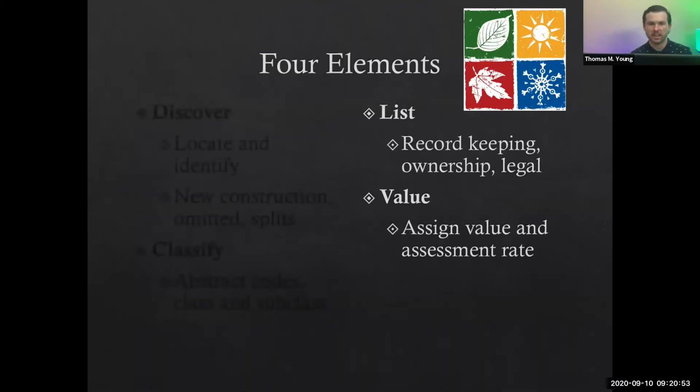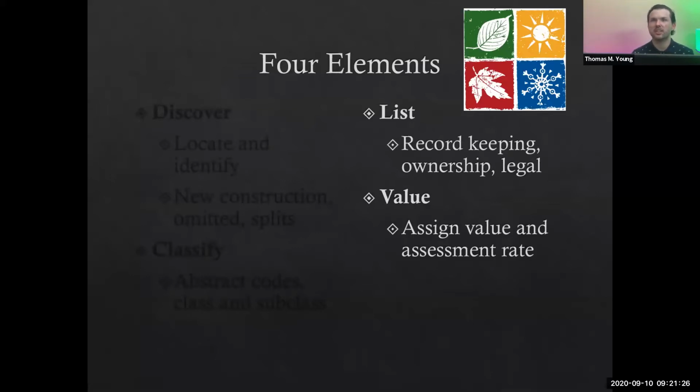There are four main elements of this assessment function, and all of these elements compose what the assessor's office does. List and value are the first two that come to mind for most people. Listing includes all of the record keeping of ownership, legal descriptions, information on all the buildings and improvements, business personal property, everything in the county.